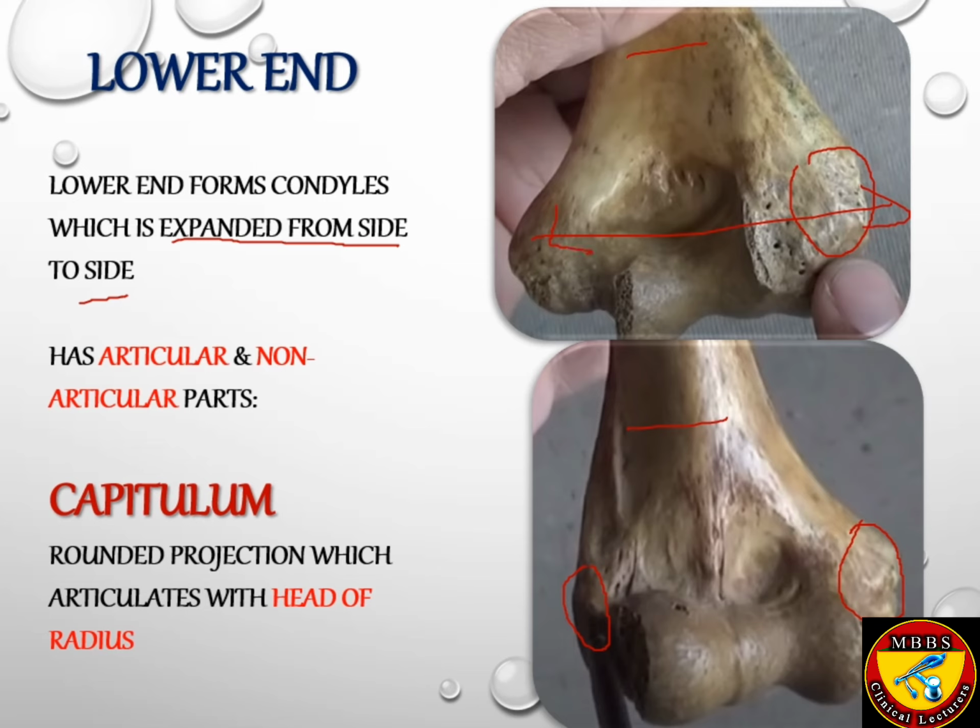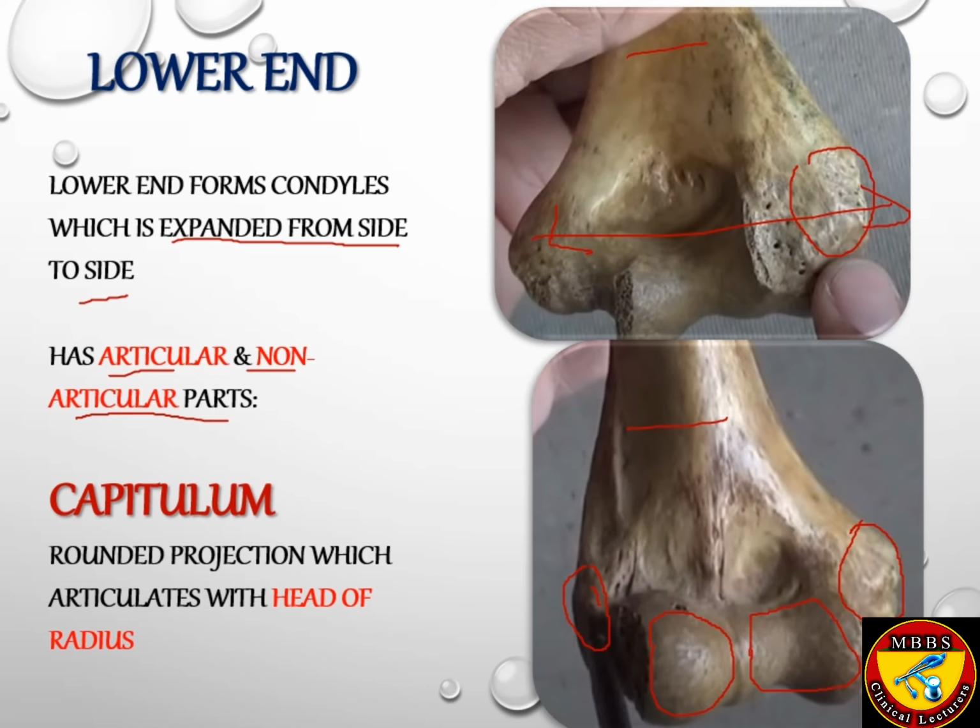It has articular and non-articular parts. Like the capitulum is the articular part, and this trochlea is an articular part.